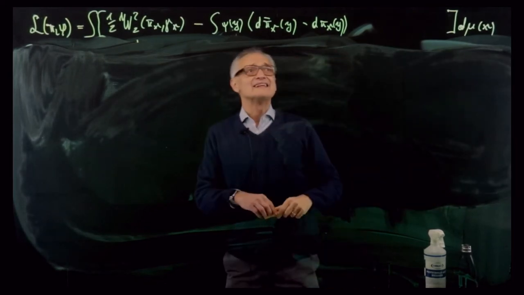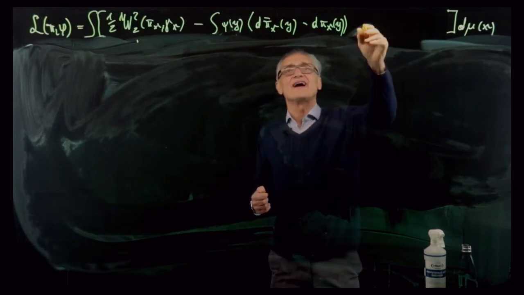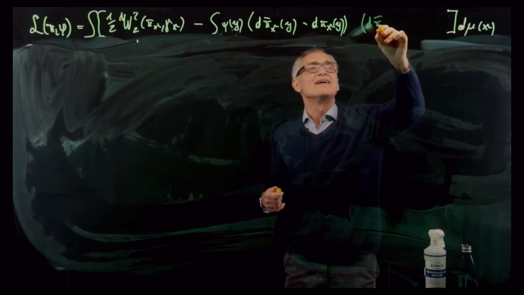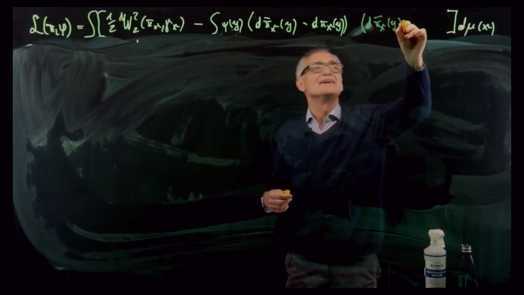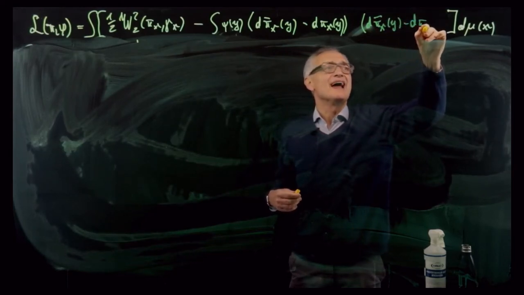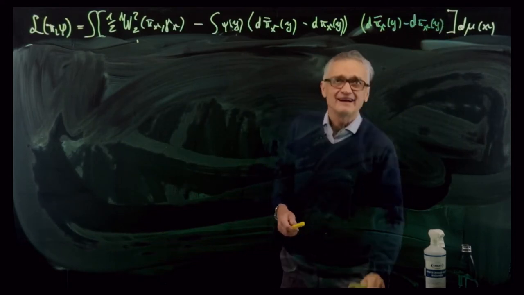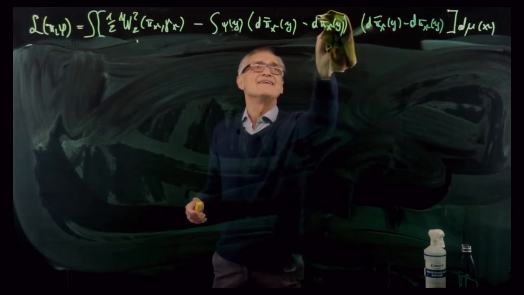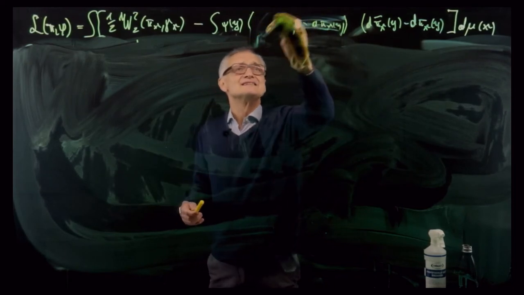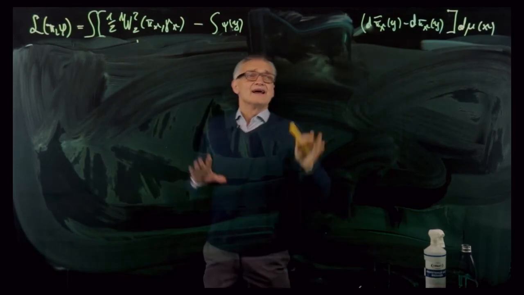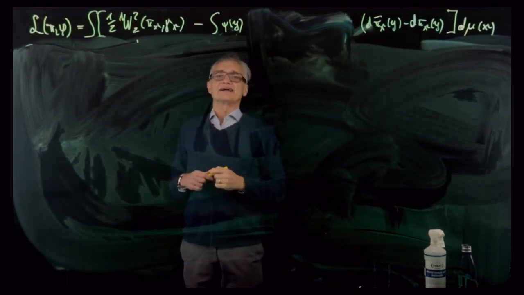So yeah, I saved space on the wrong side, so I just copied this thing here, dp par x of y minus dp x of y, and erased this thing here. So I just copied it here so that I have space. And now we contemplate on this thing.